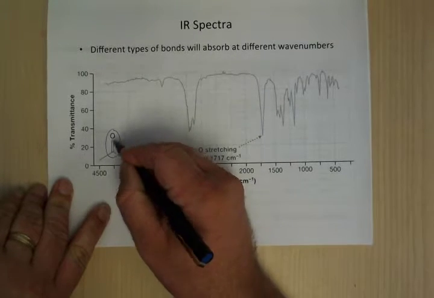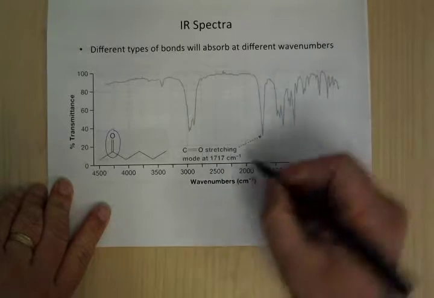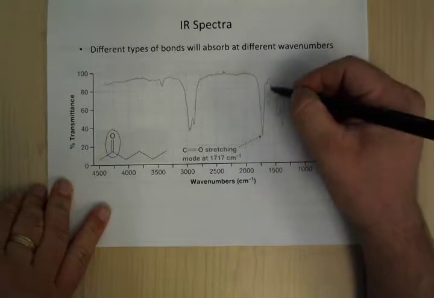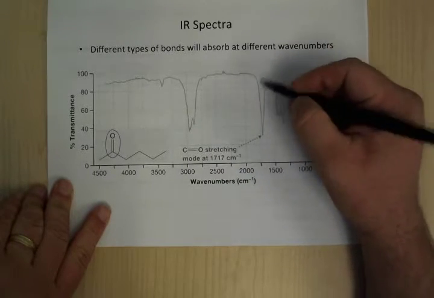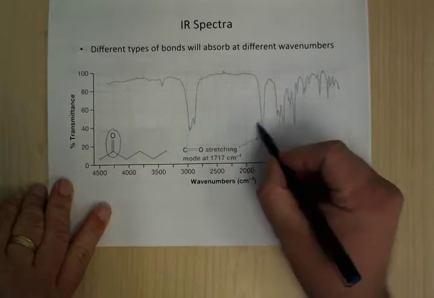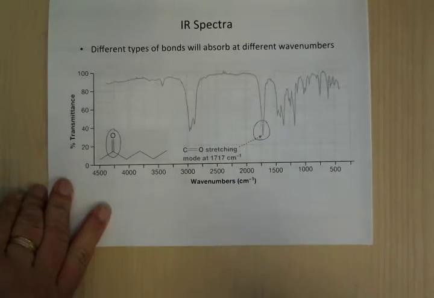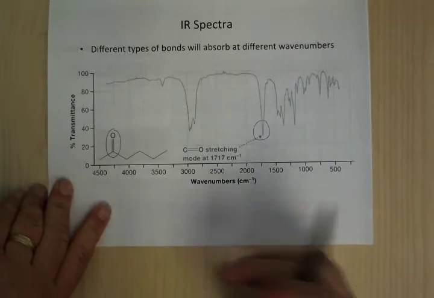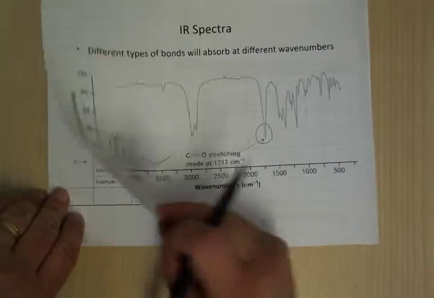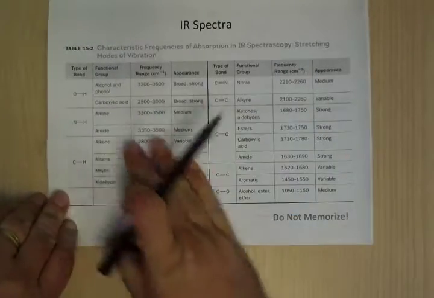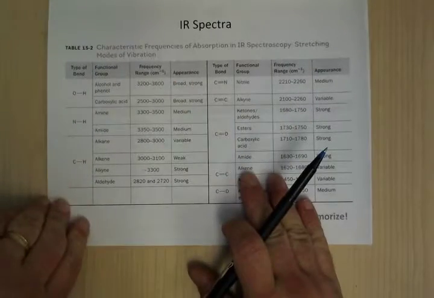This CO stretch has a characteristic of being right around 1700. So this stretch here corresponds to this peak here. Different bonds are going to absorb at different wave numbers. And so what you're going to do is you're going to get a list like this.